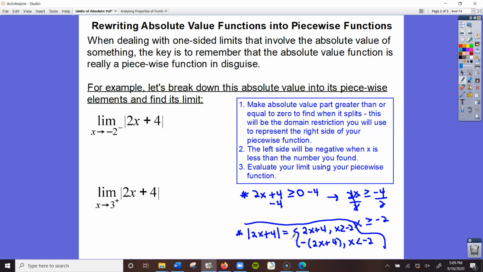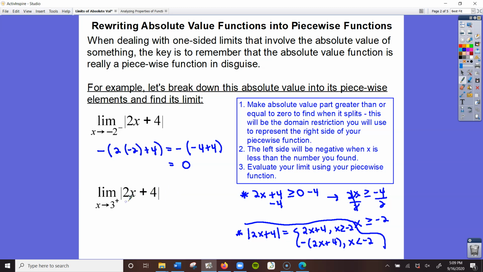So now that I have my absolute value function translated as a piecewise function, we can go ahead and evaluate these limits. If I were to find the limit as x is approaching negative 2 from the left, that's where my function splits, and on the left, I'm going to use the bottom part of my piecewise function. So I'm going to plug it into the bottom part. It'll be negative of 2 times negative 2 plus 4, which gives me negative of negative 4 plus 4, which in the end is just 0.